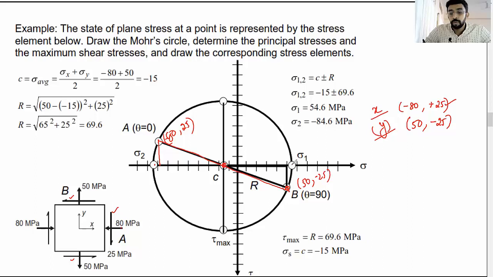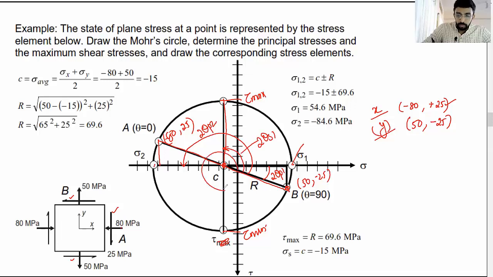Now, the point which intersects the x-axis is sigma 1. The negative value is going to be sigma 2. This is going to be 2 theta p1, and this is going to be 2 theta p2. This is the tau max, and this is going to be the tau minimum. From here, I take this angle. This is going to be 2 theta s1. And from here, this is going to be 2 theta s2.